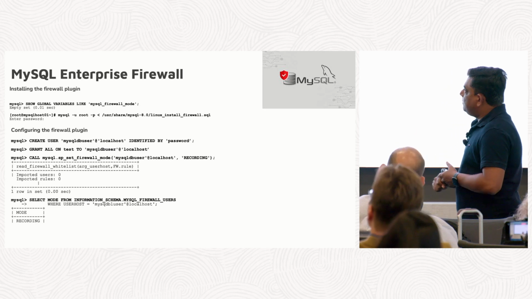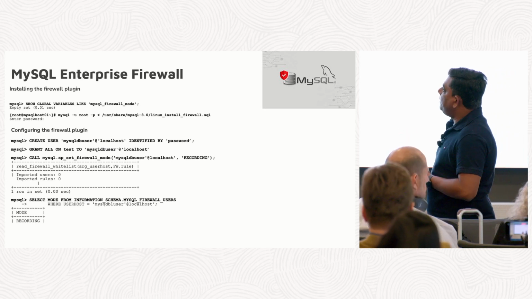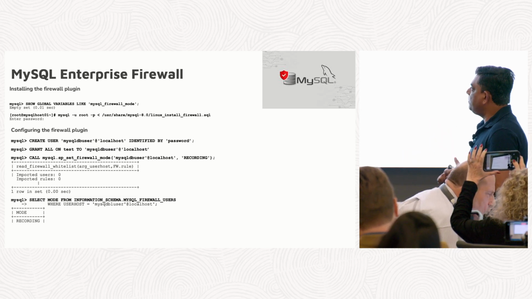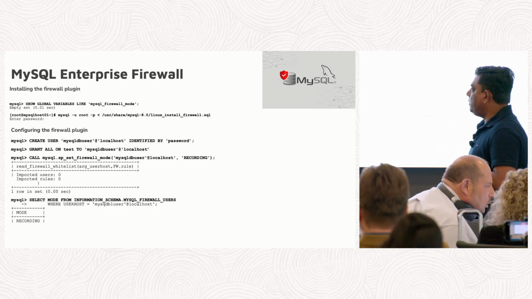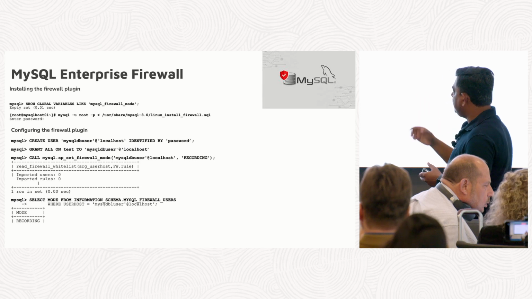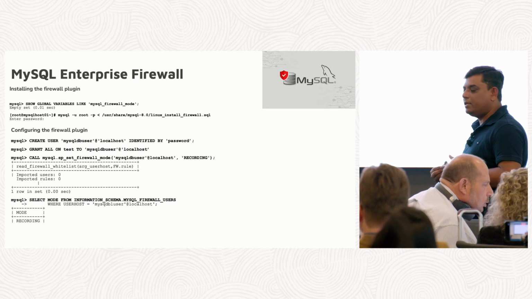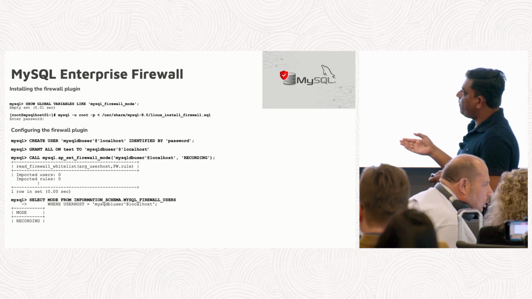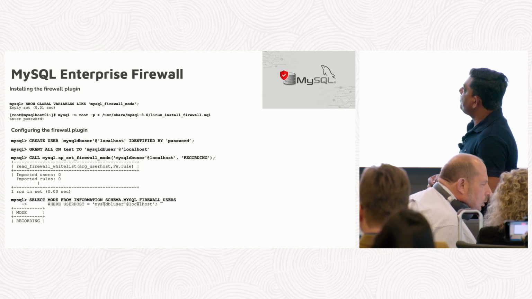How do we set this up? Very simple. There is a firewall plugin. You download it from the MySQL site, install the plugin, and set whichever mode you want. I have set it up in the recording mode, so that's what you see here. I'm running in the recording mode, so everything records. No action is taken here.